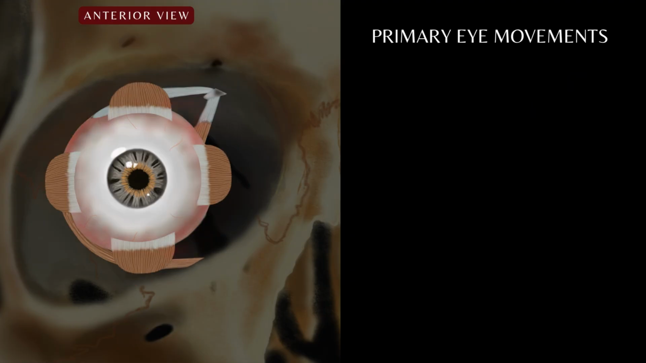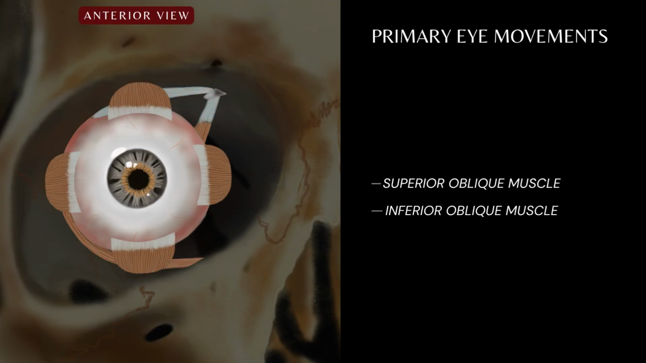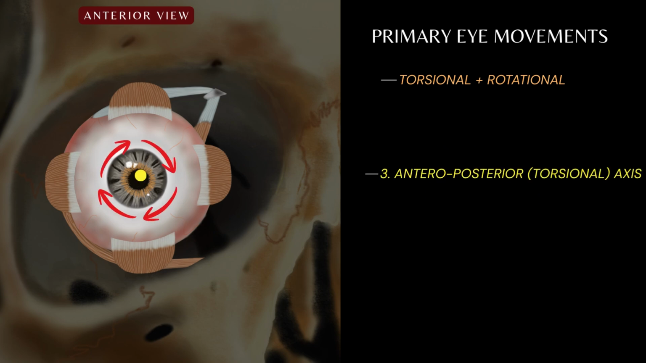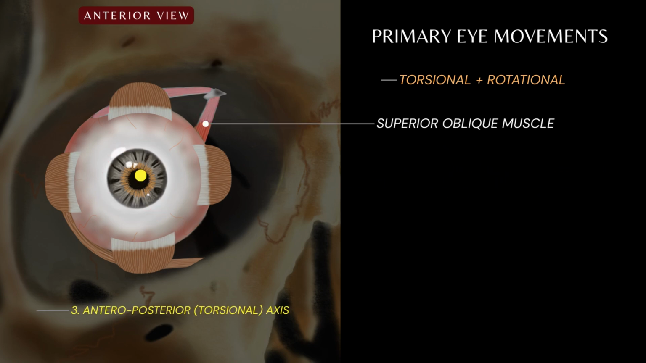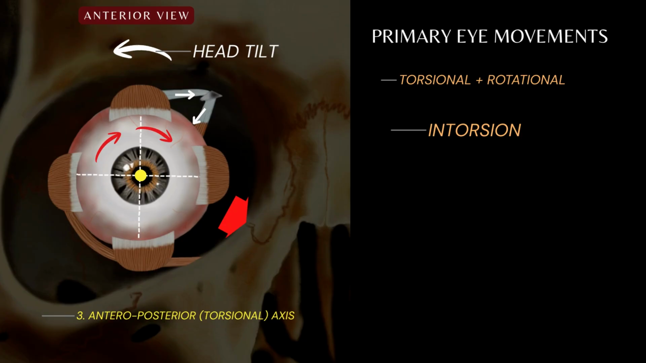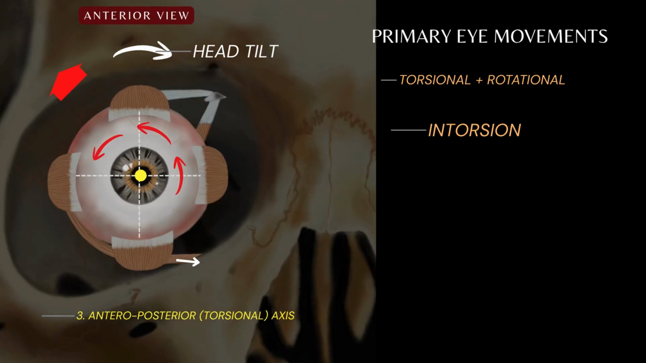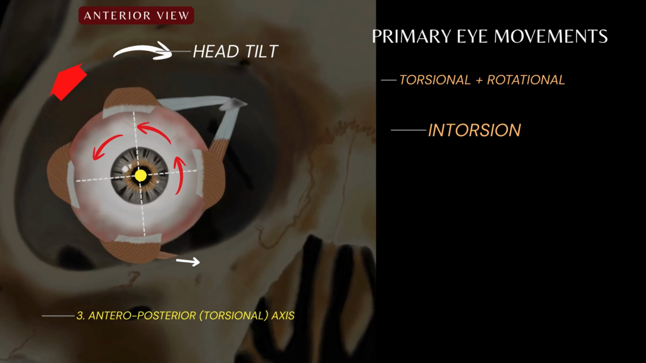The superior and inferior obliques primarily provide torsional or rotational movements around the torsional or anteroposterior axis. The superior oblique rotates the top of the eye toward the nose in a movement called intorsion, while the inferior oblique rotates it away from the nose in a movement called extorsion.